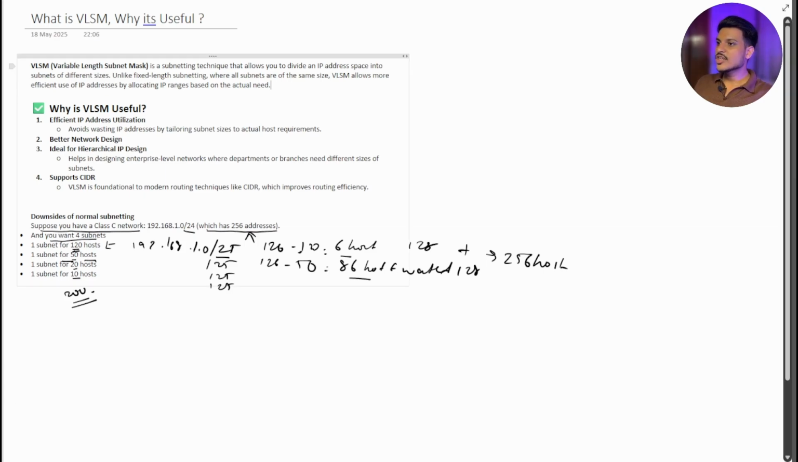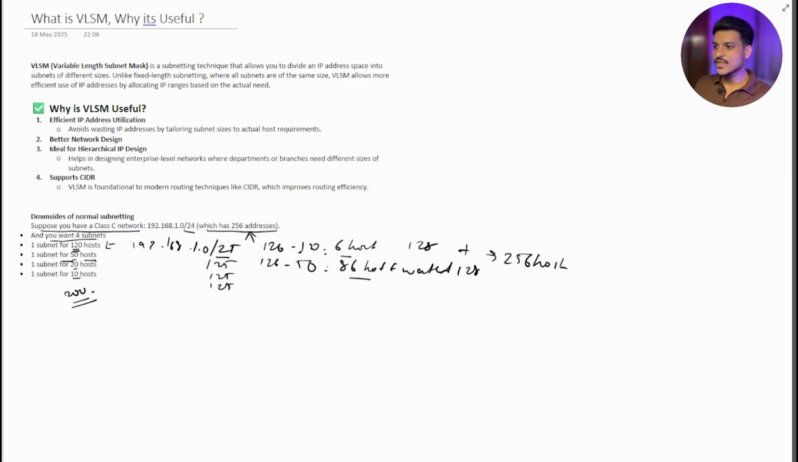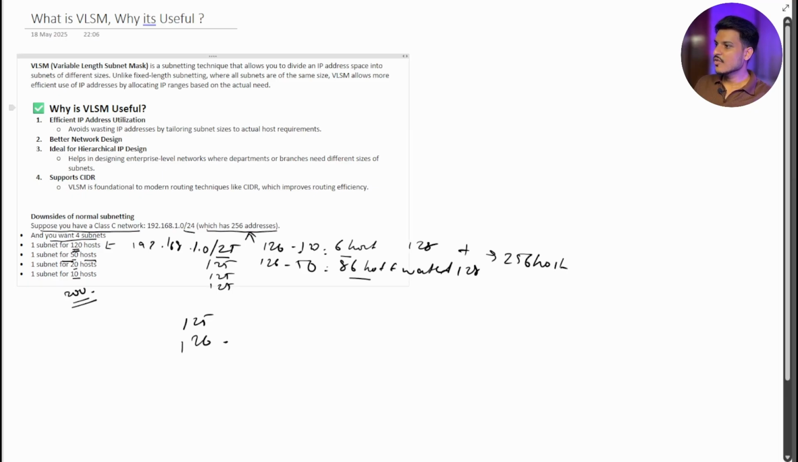Let's continue with our description. VLSM is a subnetting technique that allows you to divide an IP address space into subnets of different sizes, unlike fixed length subnetting where all subnets are of the same size, as we have seen below. VLSM allows more efficient use of IP addresses by allocating IP ranges based on actual need. What it means is that instead of giving all with /25 notation, we can give the first a /25, and let's say for 50 we can give /26. So it will vary, and a minimum number of hosts will get wasted. Now let's see why it is useful.